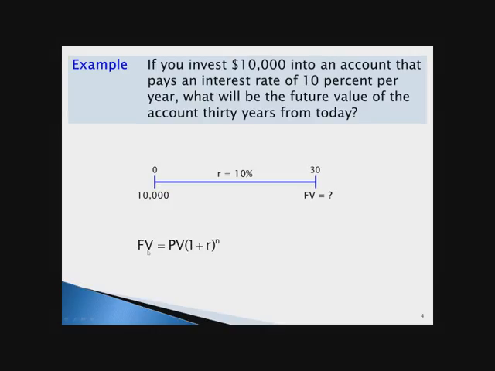So we use the equation for the future value of a present amount. We plug in the $10,000. Notice we take the 10% interest rate, we make it 0.10 and add it to 1 to get 1.10, raise it to the 30th power, and we get a future value of $174,494.02.